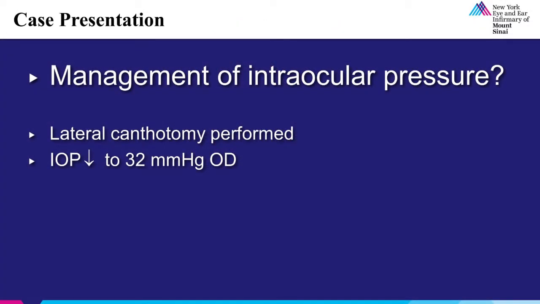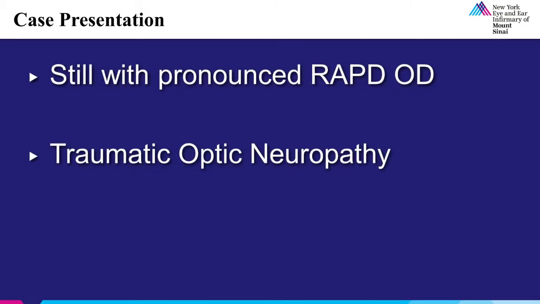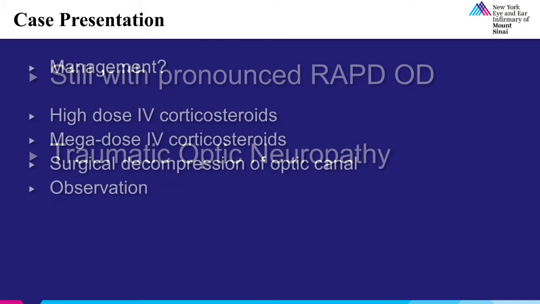Nevertheless, because of the markedly elevated intraocular pressure, a lateral canthotomy was performed urgently. After the procedure, the intraocular pressure came down to 32 millimeters of mercury in the right eye. However, the patient still had a pronounced relative afferent pupillary defect in the right eye with no improvement in his visual acuity. Subsequently, the diagnosis of traumatic optic neuropathy was made.